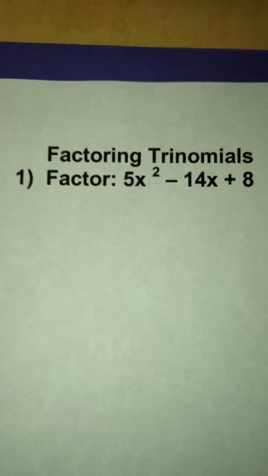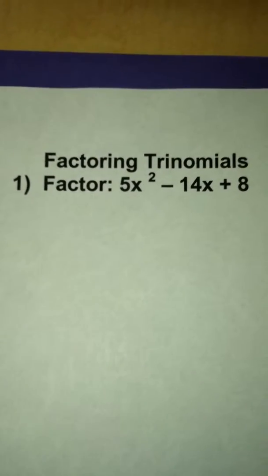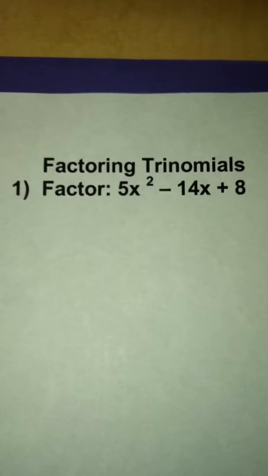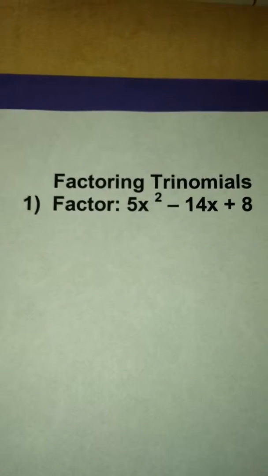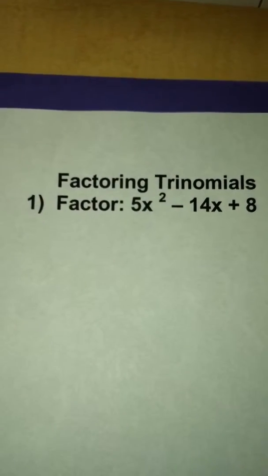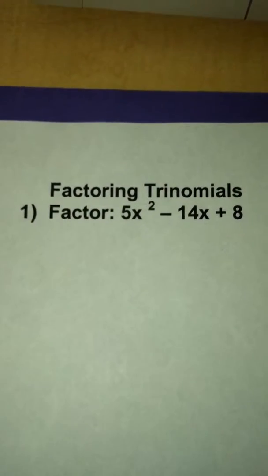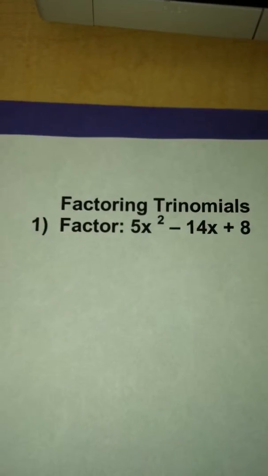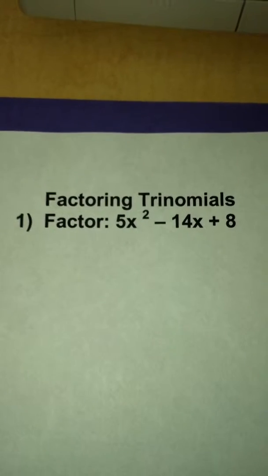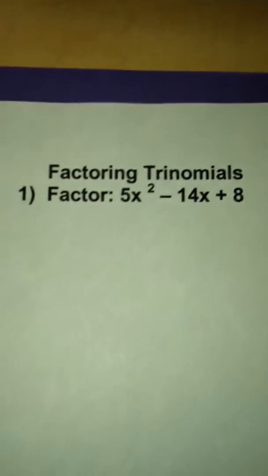Continuing our discussion on factoring trinomials, let's look at this next question. We need to factor the following trinomial. First step, check for a GCF. There is no GCF among all three terms, so we can start multiplying the outer numbers.